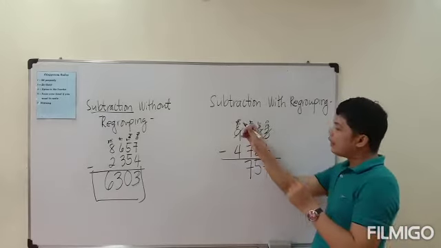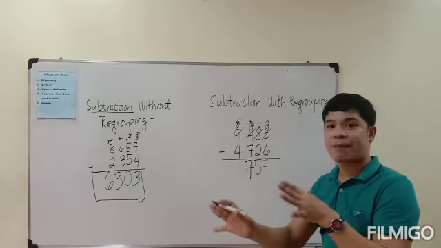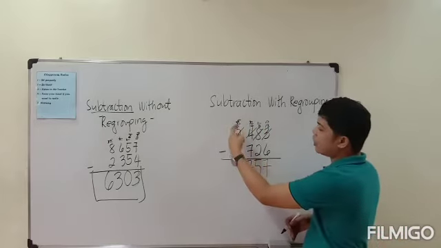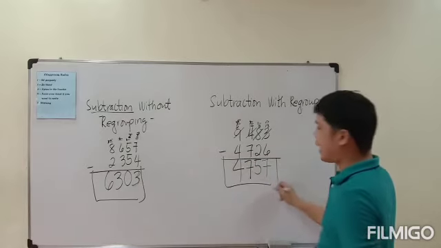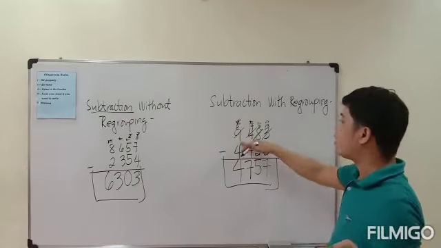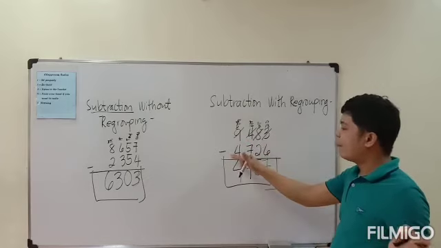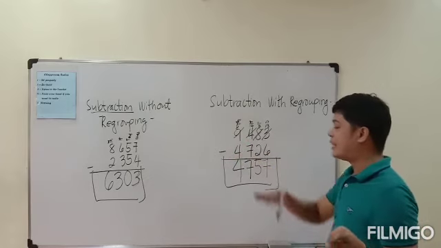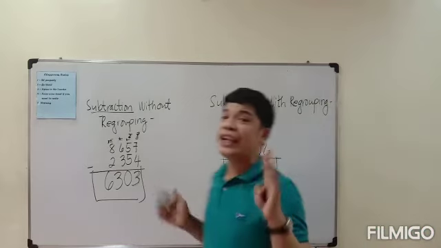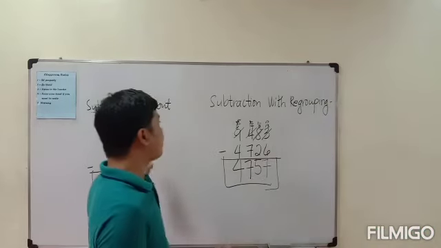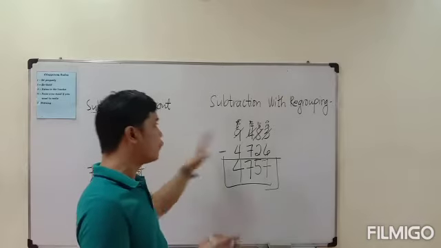And now, let's proceed to the fourth and last step. We're going to subtract 8 minus 4 equals 4. Take a look at this, class. The difference of 9,483 and 4,726 is 4,757. Okay, so we are done already with solving this number.